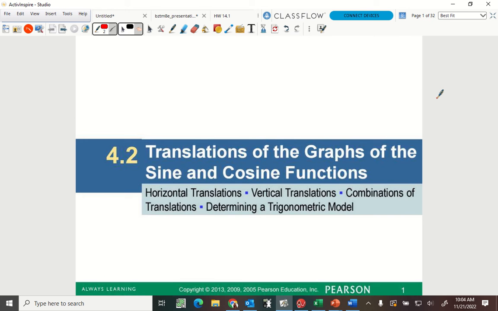Anyway, all right, so 4.2 translations of graph, sine, and cosine functions. Now, translations is like King Julian. Do you know what King Julian does? He likes to move it. And so we are going to move it. Anyway, what we're going to do is move it up and down, which is a vertical translation, or we're going to move it left and right, which is a horizontal translation.